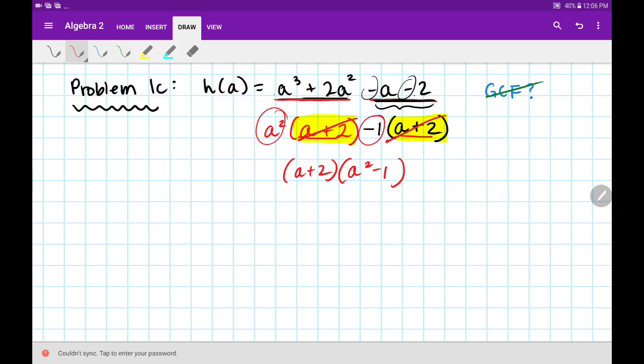So the question is, have we factored fully? We just performed factoring by grouping, but can we factor it even more? And the answer is yes. Okay, look at that guy right there.